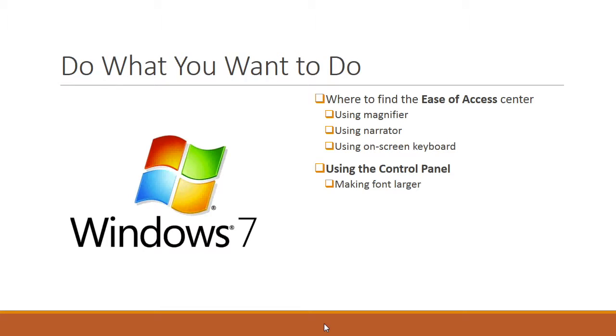For this tutorial, we're going to learn where the Ease of Access Center is. This will kind of be the base where all the accessibility tools are that we can use to make computing more enjoyable. We're going to use the Magnifier to zoom in on parts of the screen so we can actually see things better and larger.